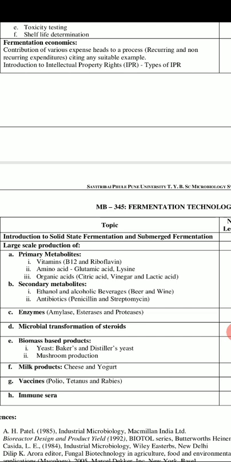In these, we are going to study the production of different types of ethanols and alcoholic beverages, and also we are going to study the production of different types of antibiotics like penicillin and streptomycin. Then the third important point is the production of enzymes.